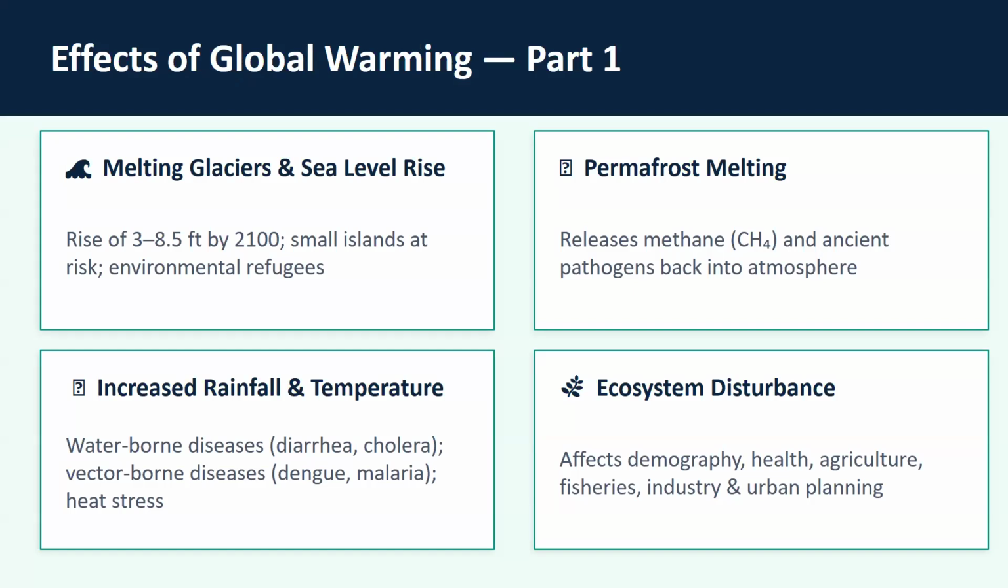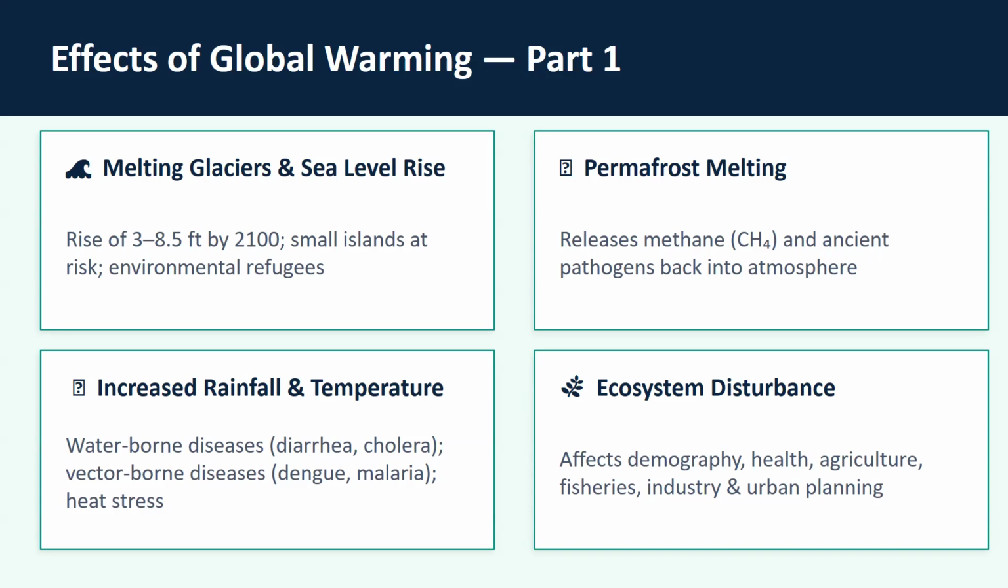Now we come to the effects of global warming. It can lead to melting glaciers and sea level can rise. There is a rise of 3 to 8.5 feet by 2100, and this is the predicted or expected rise in the sea level. Small islands are at risk, and if they are at risk, then the risk of environmental refugees also increases. The second thing is permafrost melting, which releases methane, and ancient pathogens come back into the atmosphere.